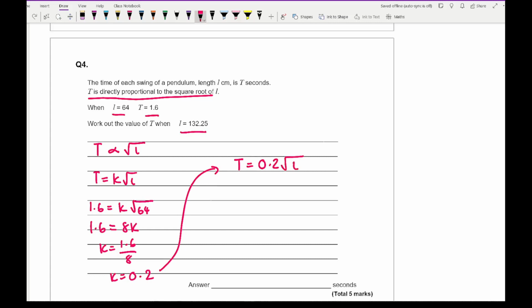Then substituting the L value of 132.25, so T equals 0.2 multiplied by the square root of 132.25, and if I type that into my calculator, 0.2 times the square root of 132.25, I get an answer of 2.3.